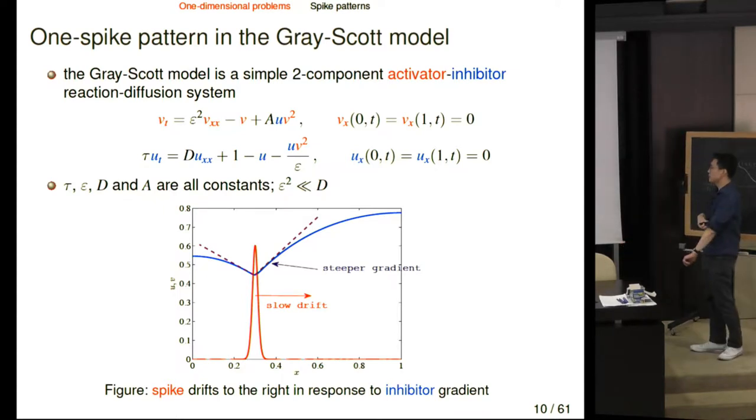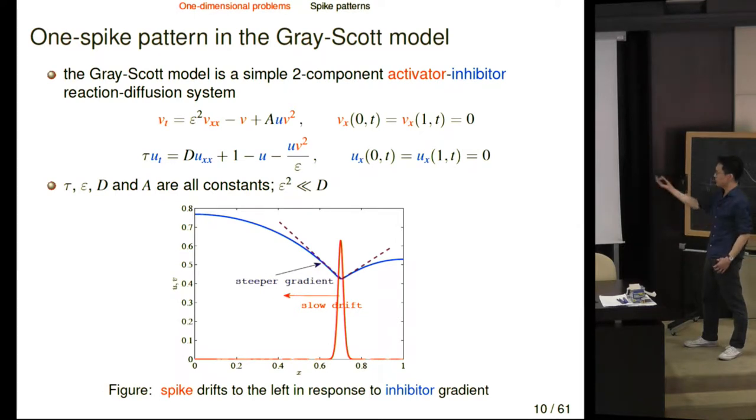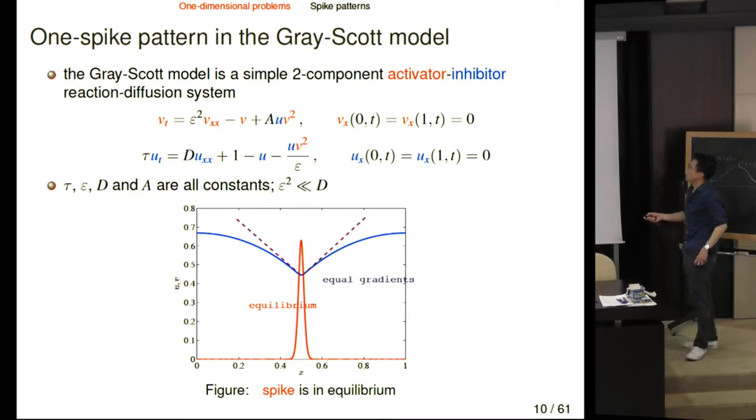Okay, so how does this spike move? Its equilibrium location is at the center, so x equals 0.5. When it's to the left of that, it wants to move to the right, because it goes in the direction of the steeper gradient of the fuel. And obviously, when it's to the right, it wants to move to the left. So you can see that this fuel is essentially making the spike go back to the center, and it does so on this time scale tau.